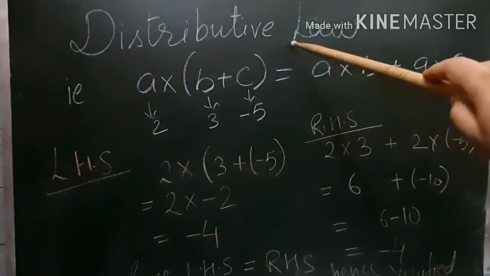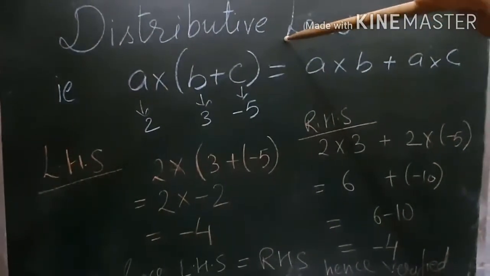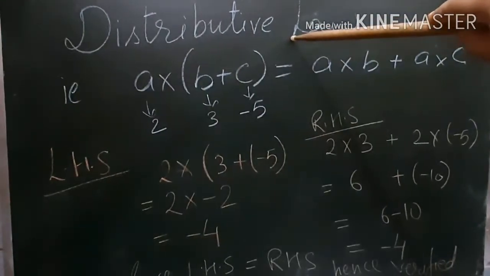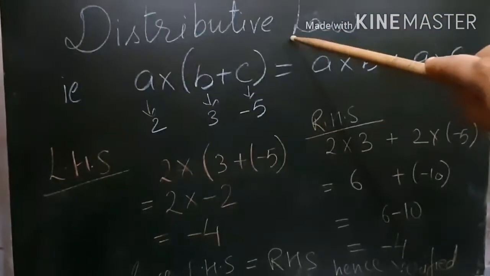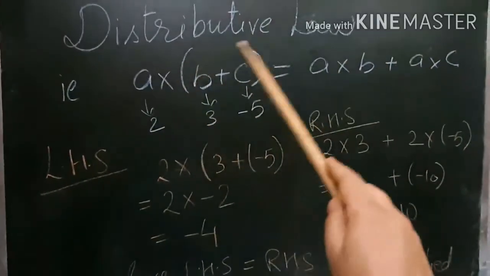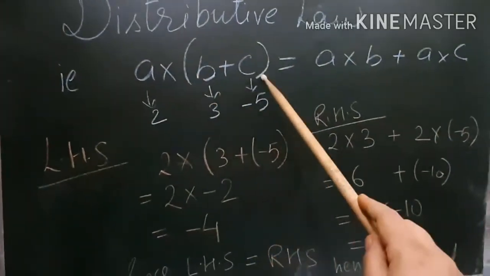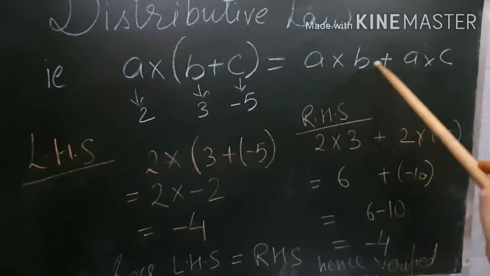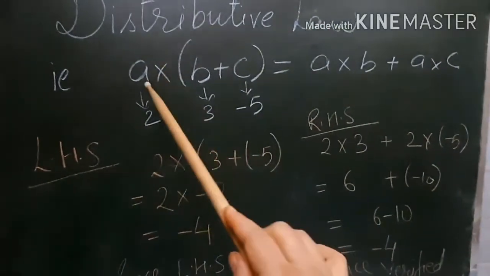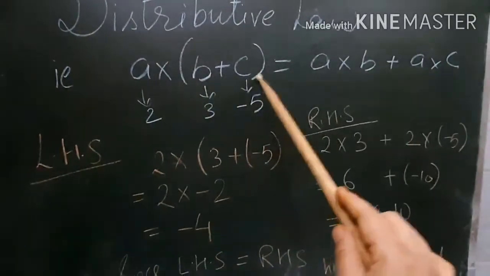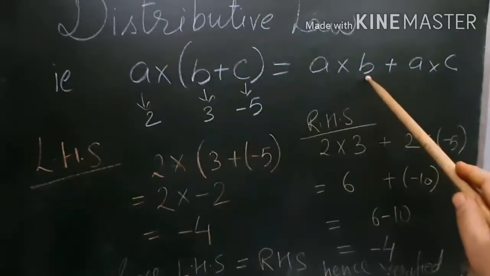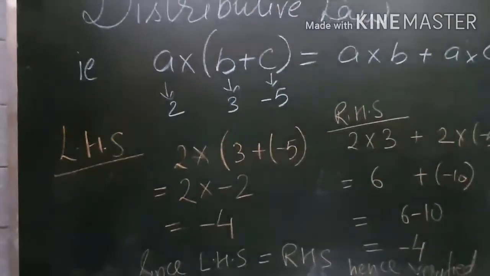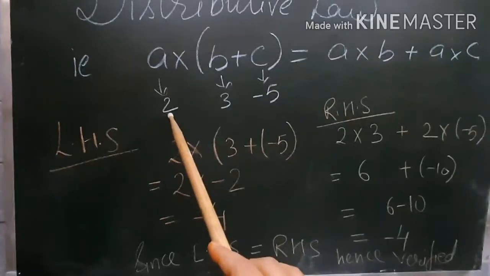Now let us understand the most important property of multiplication and addition. It is distributive law, in which you have to multiply a number with the sum of another two, and it is same as when you multiply them separately and add. That means a multiply (b plus c) is same as a multiply b plus a multiply c. Now let us understand this by taking another example.